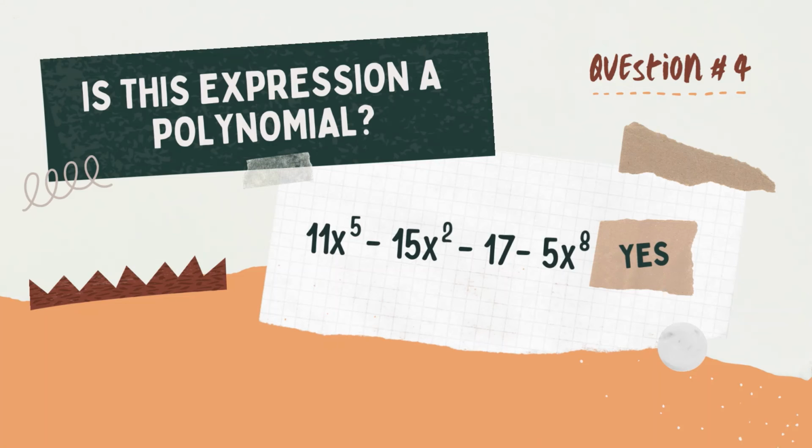How about this expression? 11x raised to 5 minus 15x squared minus 17 minus 5x raised to 8. Okay, it's a yes. It is also a polynomial expression. That's because each of the term there is a monomial, therefore doesn't violate the definition of a polynomial. So therefore, it is clear to be called as a polynomial expression.